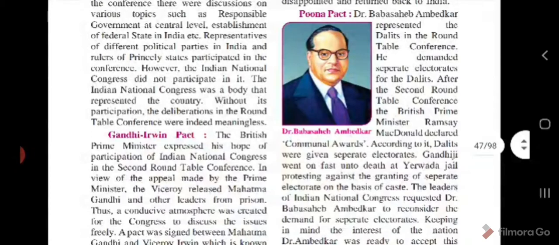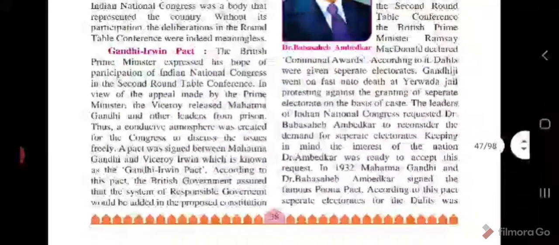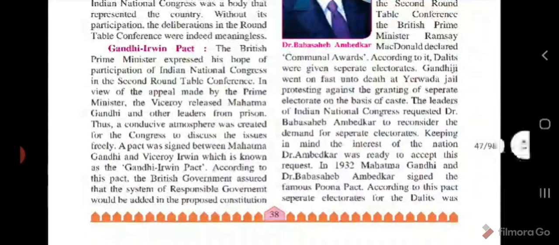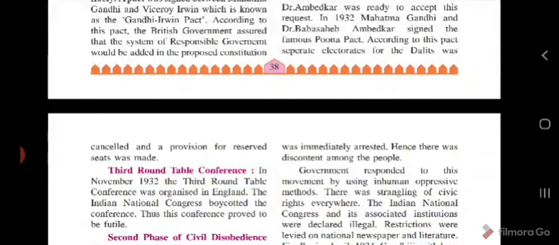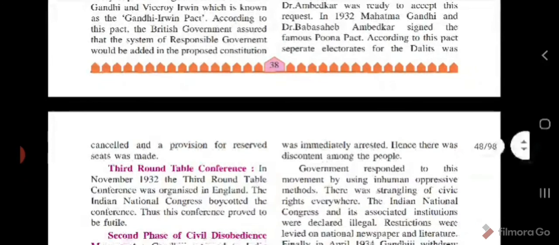The leaders of the Indian National Congress requested Dr. Babasaheb Ambedkar to reconsider the demand for a separate electorate, keeping in mind the interest of the nation. Dr. Ambedkar was ready to accept this request. In 1932, Mahatma Gandhi and Dr. Babasaheb Ambedkar signed the famous Pune Pact. According to this pact, separate electorates for the Dalits were cancelled and a provision for reserved seats was made.